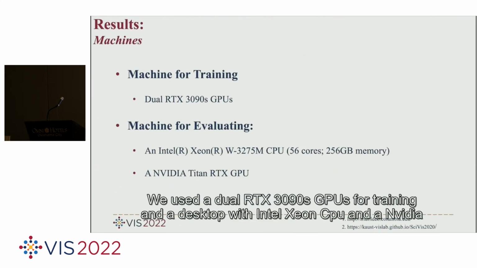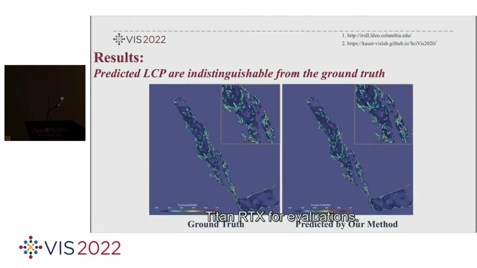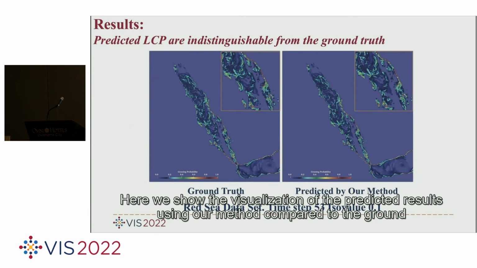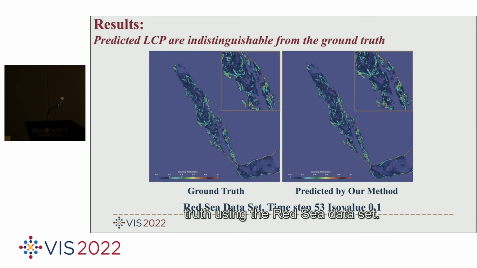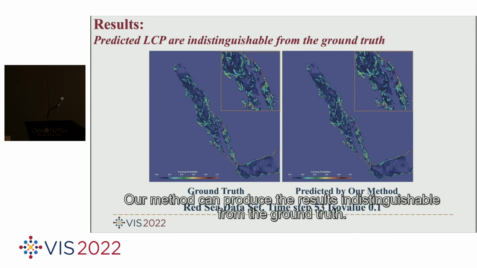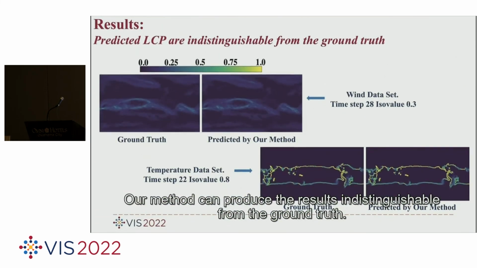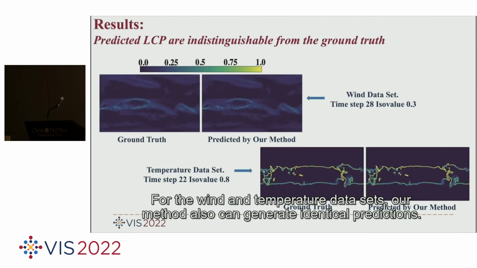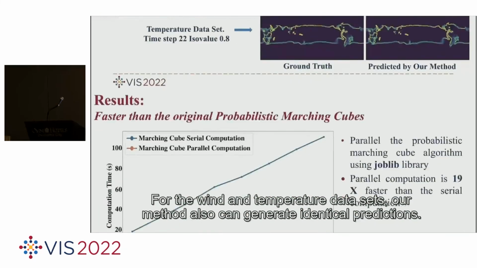We use dual RTX 3090 GPUs for training, and a desktop with an Intel Xeon CPU and an NVIDIA Titan RTX for evaluations. Here we show the visualization of the predicted results using our method compared to the ground truth using the simulation dataset. Our method can produce results indistinguishable from the ground truth. For the wind and temperature datasets, our method can also generate identical predictions.